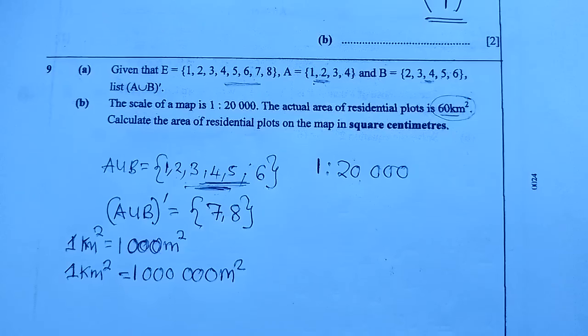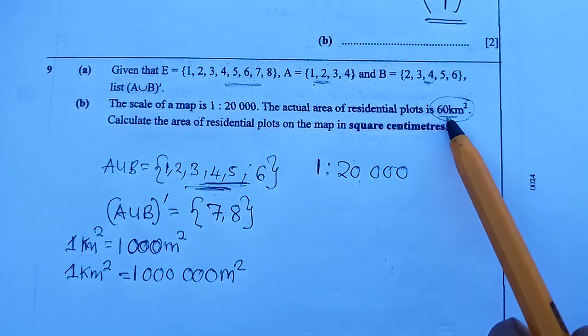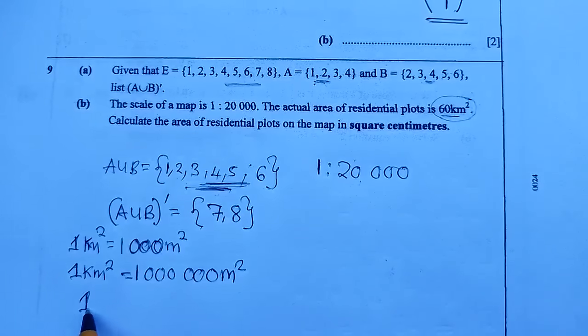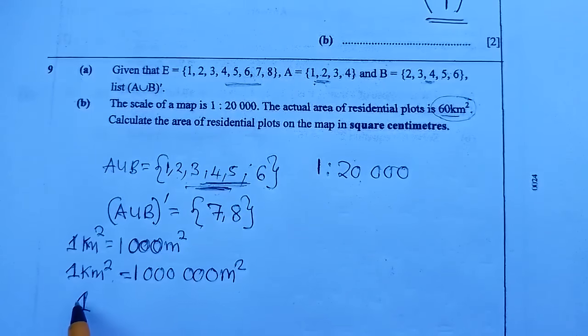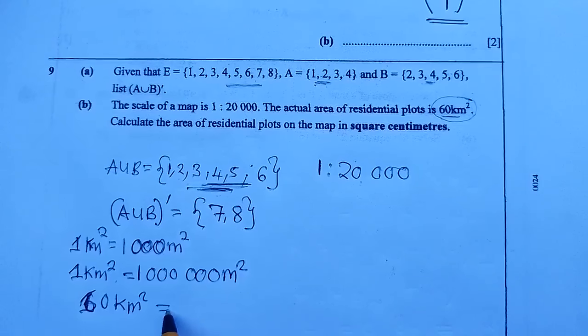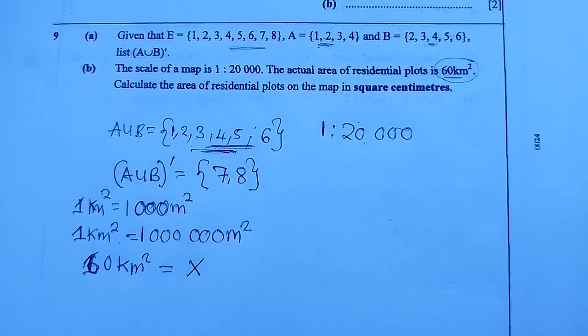So why am I doing this? I want to convert this 60 kilometers squared to centimeters squared so that I can replace it on this scale which I'm given. So here I convert to meters, then from meters, I convert to centimeters. This is the procedure that I'm going to follow. So 1 kilometer squared, then I was given 60 kilometers squared, which is equal to x.